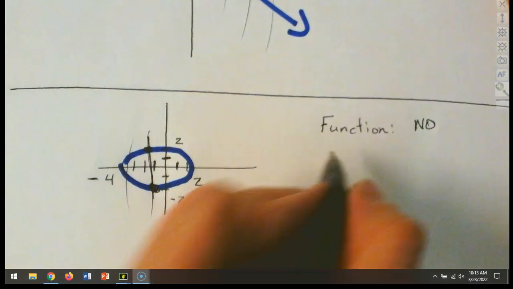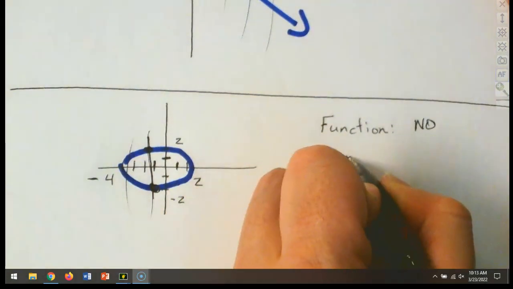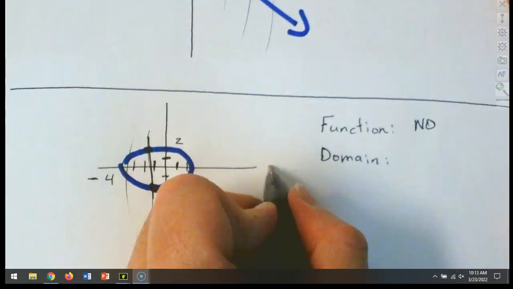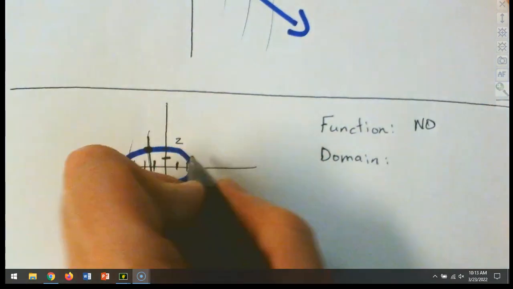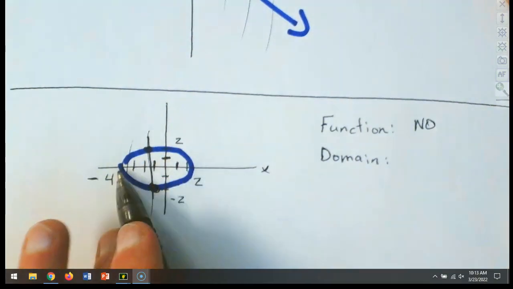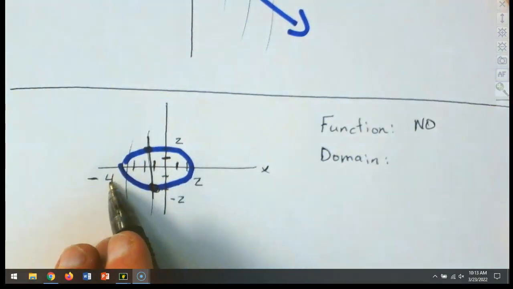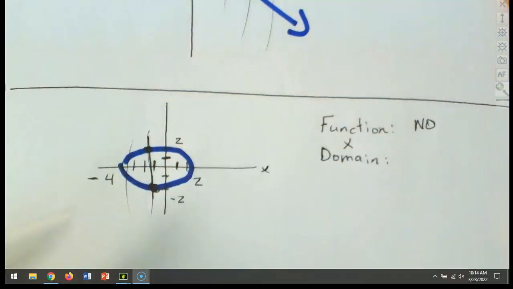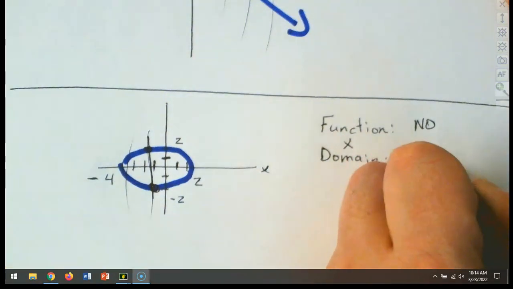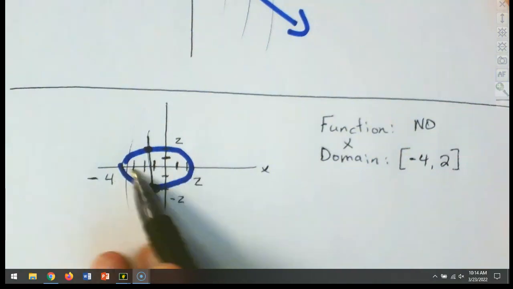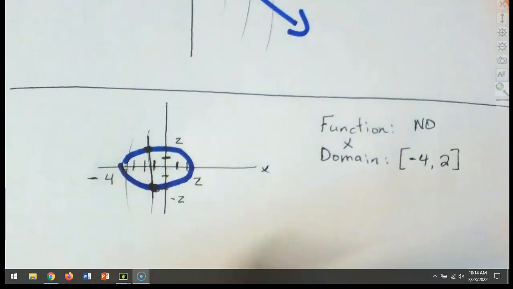What about my domain? Well, it's trapped on the x-axis. This is your x-axis again. And when I look on my x-axis, what is it trapped between? Okay, on the x-axis, this is your domain. It looks like it's trapped between what? -4 and +2, isn't it? That's where it's trapped at.